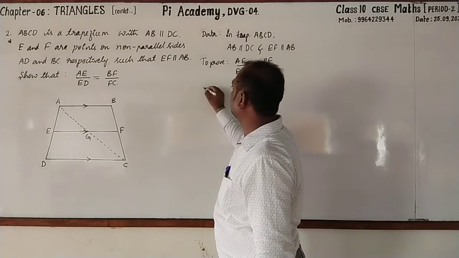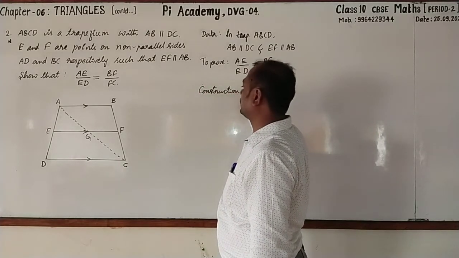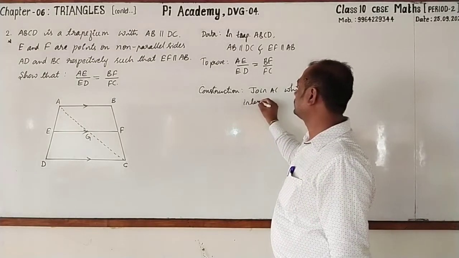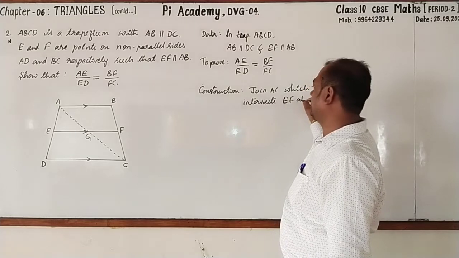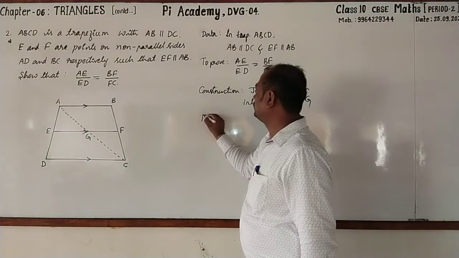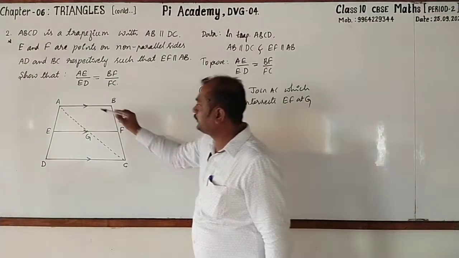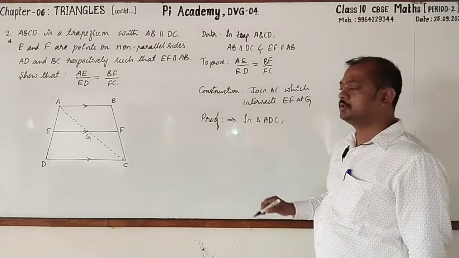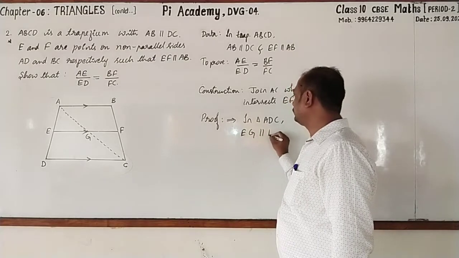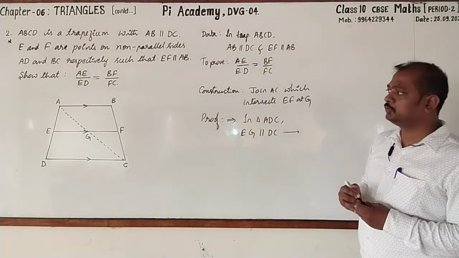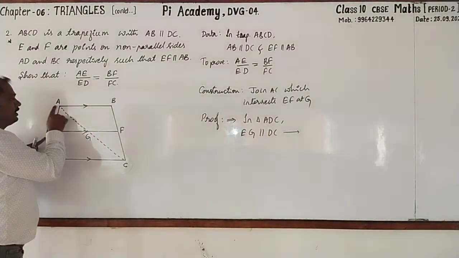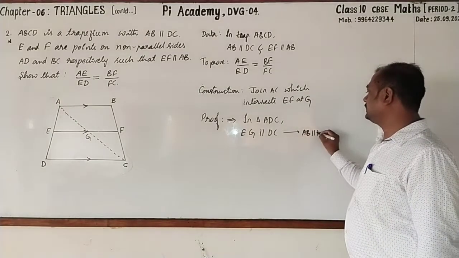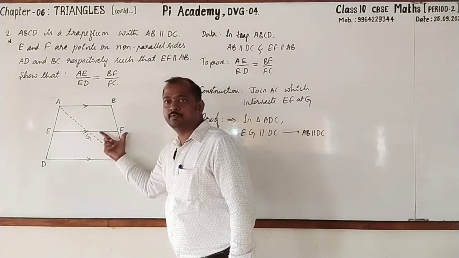Yes, start writing with me. Construction. Construction is join AC. Join AC which intersects EF at G. Followed. Next, proof. Right. I go for taking the triangle ADC. In triangle ADC, can we write EG parallel to DC? You may be thinking that, sir, it has not been given. No doubt. But they have given EF parallel to AB, and we also know that AB parallel to DC. So because AB parallel to DC, the reason is AB parallel to EF. Clear?